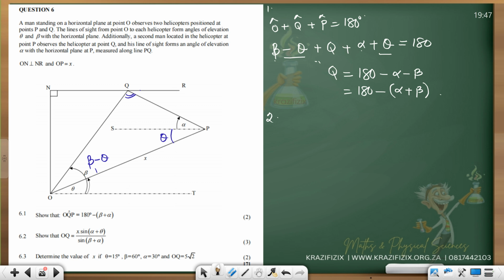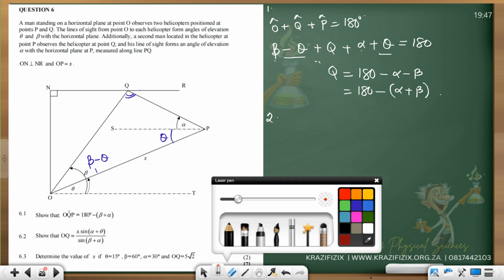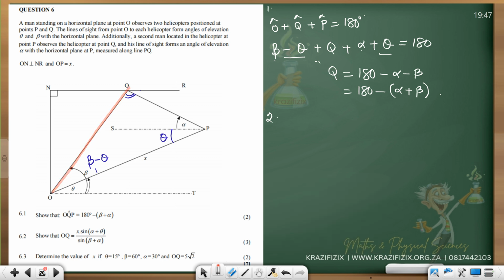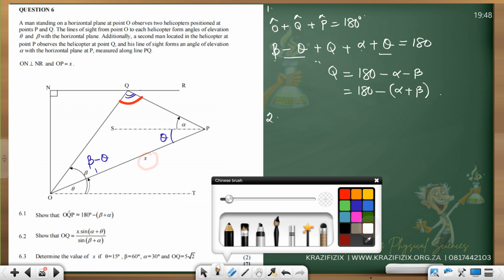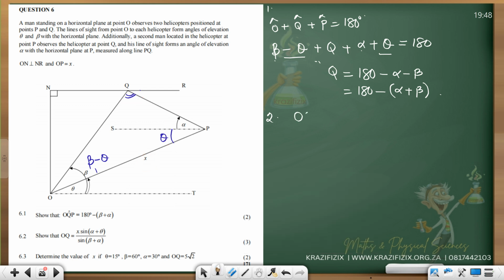Number 2, show that OQ, and that was just basic geometry there. Show that OQ is equal to, so we're looking at this triangle. We're looking for this. Instantly, look at what I see. If you look at this side, it is opposite this angle. OQ, what's the angle opposite OQ? That's P.